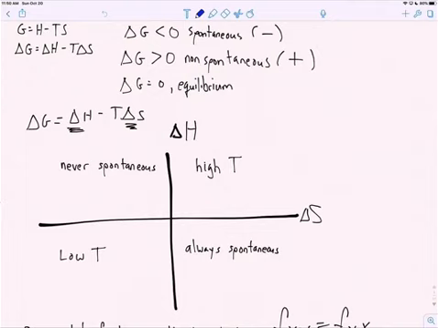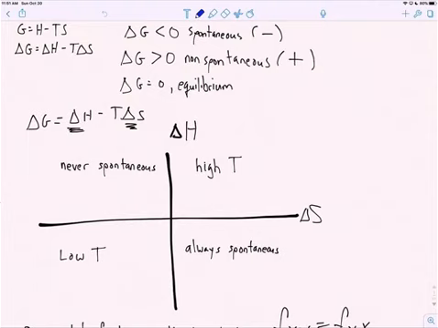Then if you look opposite of that, it's never spontaneous. If delta H is positive and delta S is negative, that T delta S term is always going to be positive. These processes and or reactions will never be spontaneous. So what happens if you have a positive delta H and a positive delta S? If you look in the upper right quadrant, this will only work at high temperature. So these processes will only happen at high temperature.